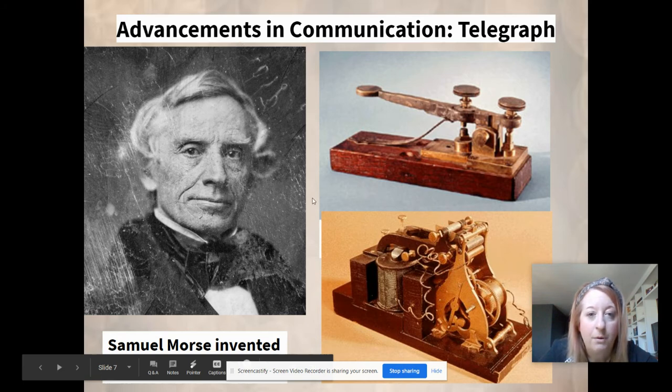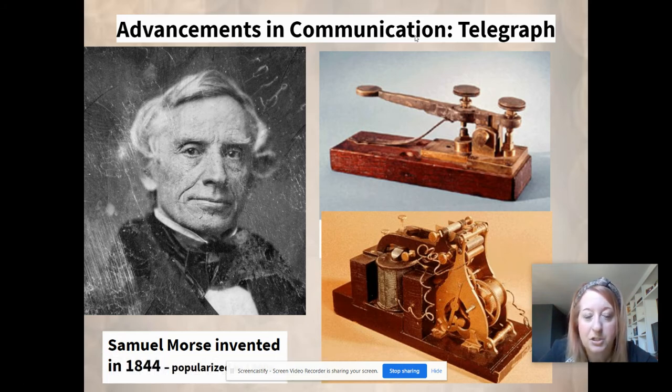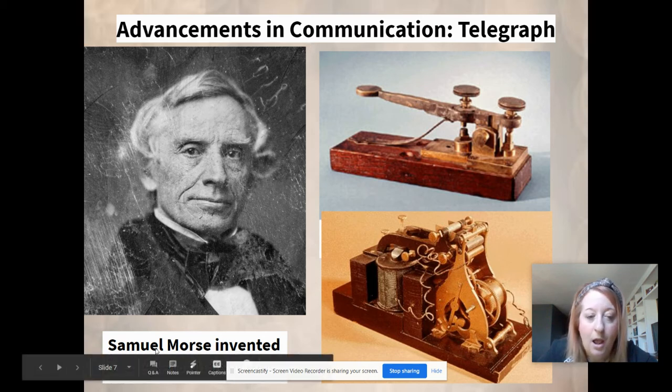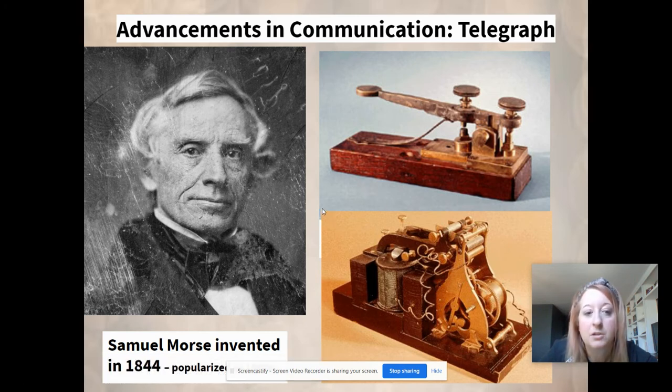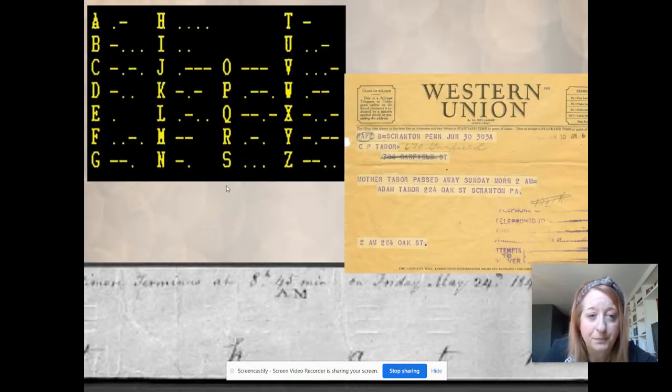Now, I know that we've already discussed the telegraph, but I just want to mention the advancements in communication during this time period. Even though Samuel Morse invented the telegraph in 1844, it does become more popular in the 1860s. However, it is limited to one person sending a message to another person, transcribing that message on the other end with Morse code.